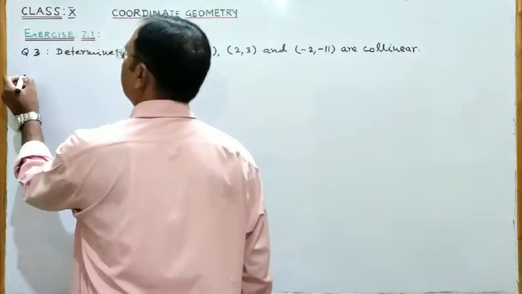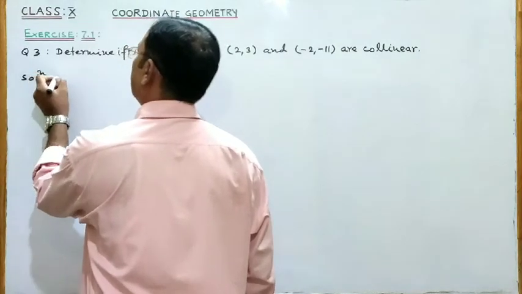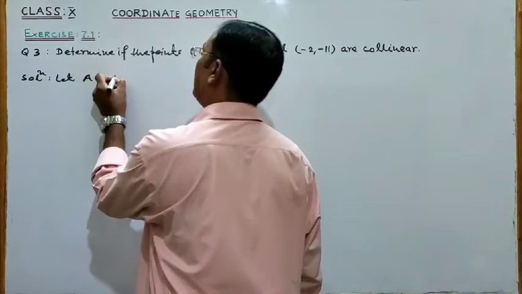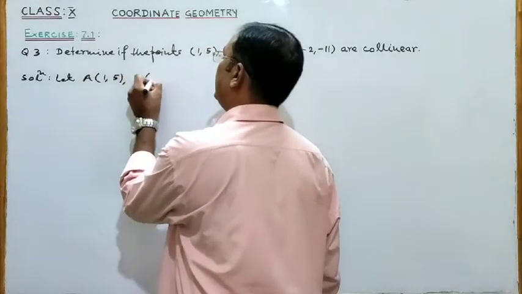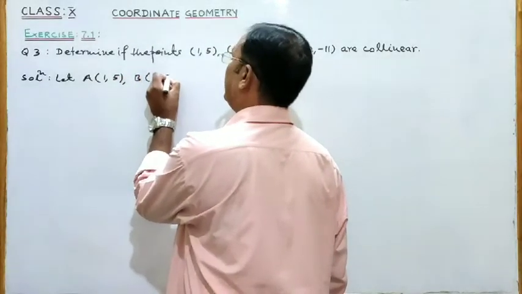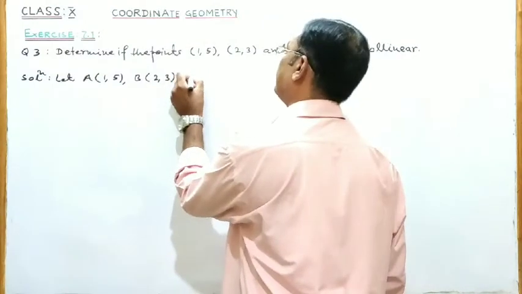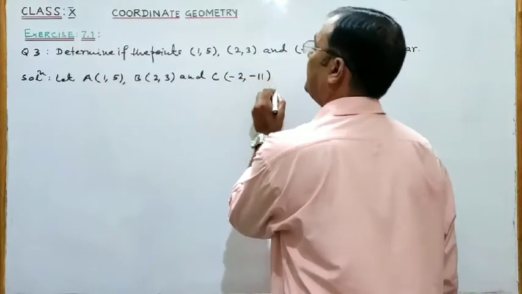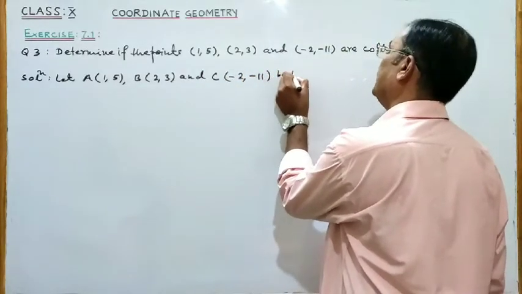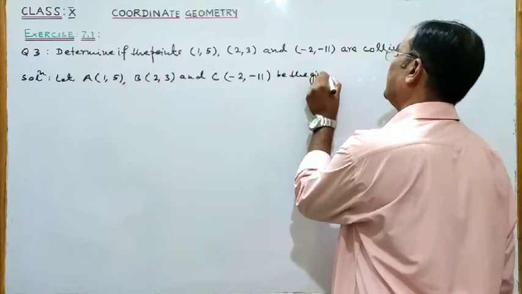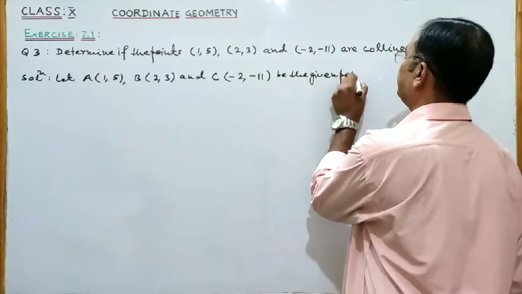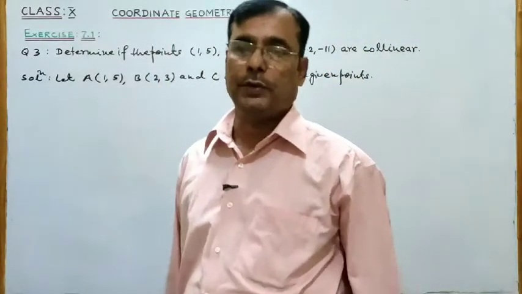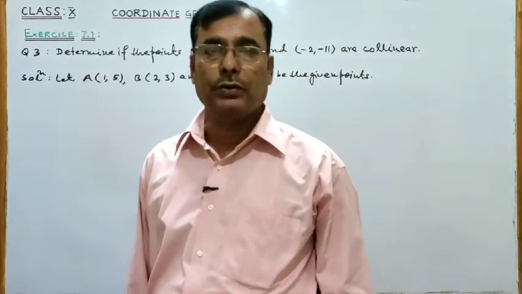So let A (1, 5), B (2, 3) and C (-2, -11) be the given points, and we have to determine whether these 3 points ABC are collinear or not.